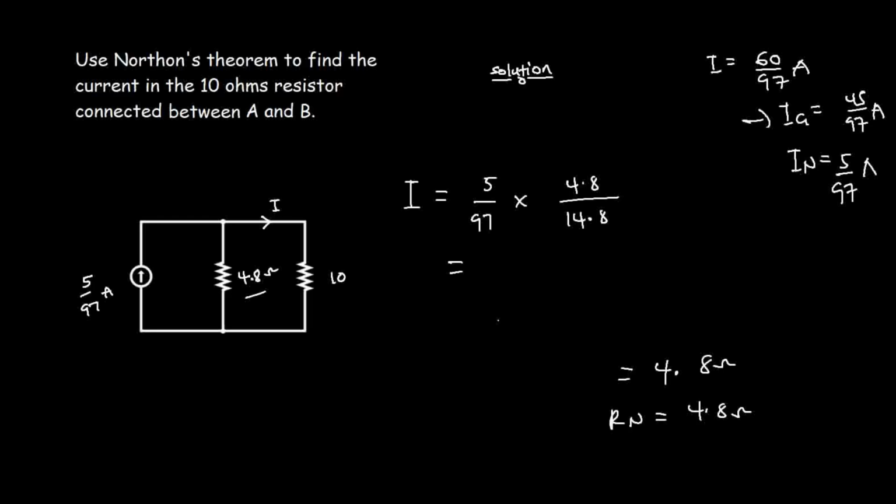This will give us the current flowing through the 10 ohms resistor to be equal to 0.01672 amperes. Okay, so this will be the current flowing through the 10 ohms resistor. So that's the answer to this question. Thank you very much for watching this video.